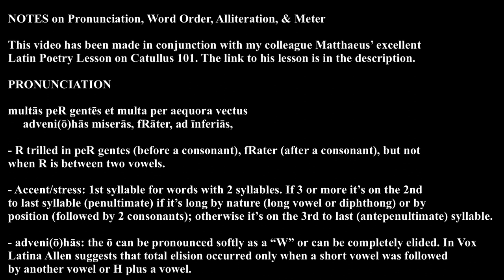So, first of all, the R is trilled in per gentes because the R is before a consonant, and also in fRater because it's after a consonant. But when the R is between two vowels, for example, aequora, or miserás, or inferias, it's not trilled. Also note that if an R is at the beginning of a sentence or at the end of a sentence, it normally is trilled.